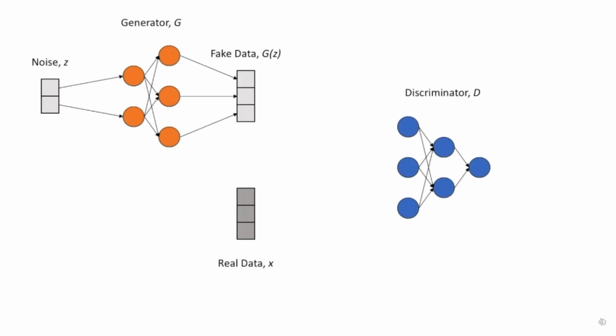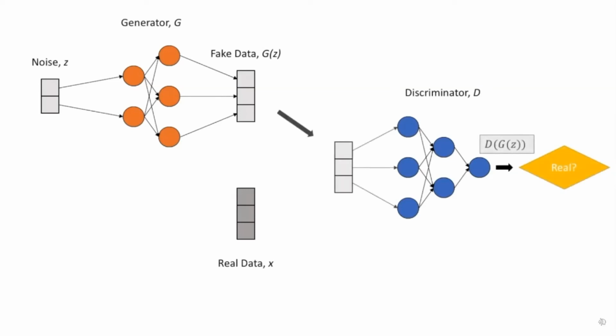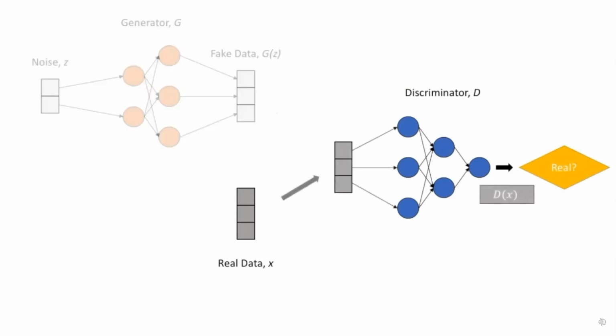The job of the discriminator is to output a single number that represents the probability the input is from the real data distribution. If we use a fake sample as input to the discriminator, the output is denoted as D of G of Z, and this represents the discriminator's estimate of the probability that the fake sample is real. If instead we use real data as input to the discriminator, the output is denoted as D of X, and this represents the discriminator's estimate of the probability that the real sample is real. Since we know which ones are real and fake, we can assign the proper labels, 1 if it's a real sample, 0 if it's fake.